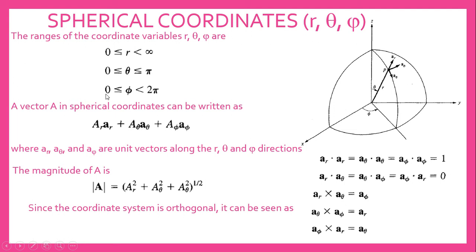And the other one is phi, from 0 to 2 pi. You have to imagine the horizontal plane, the xy plane. For a full circle, the angle will vary from 0 to 2 pi. That means when this line coincides with the x-axis, the angle will be 0. When it again goes anti-clockwise and coincides with the x-axis, the total angle will be 2 pi. So the range varies from 0 to infinity for radius. For theta, it varies from 0 to pi. And for this angle phi, it varies from 0 to 2 pi.